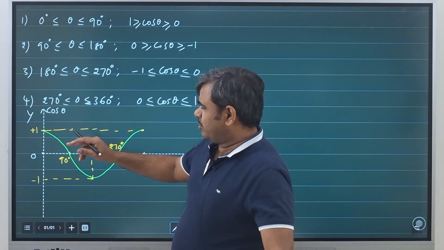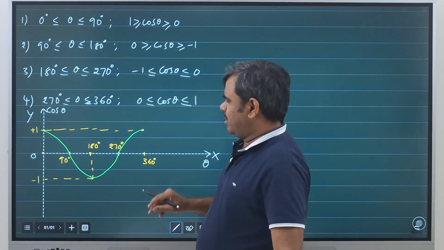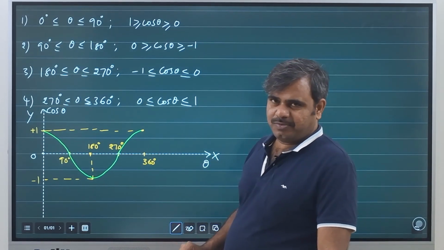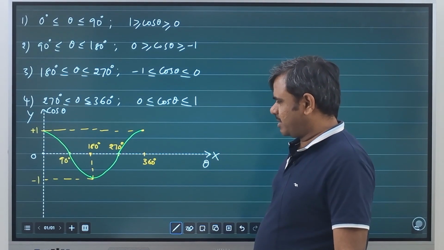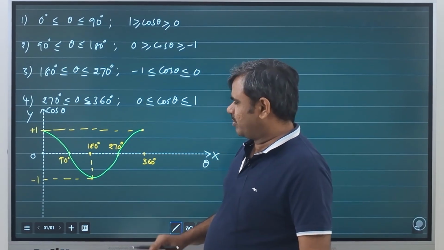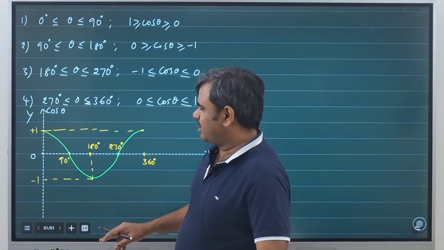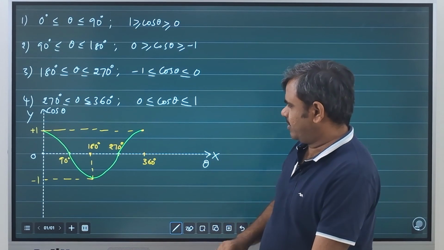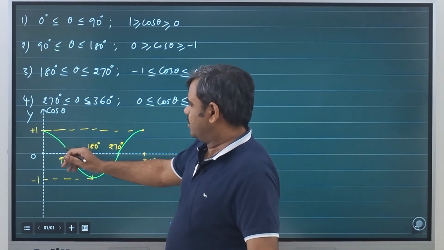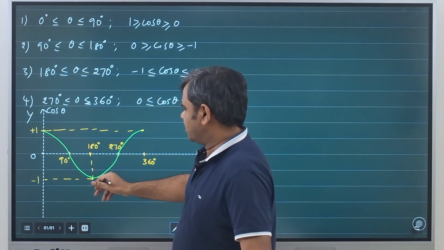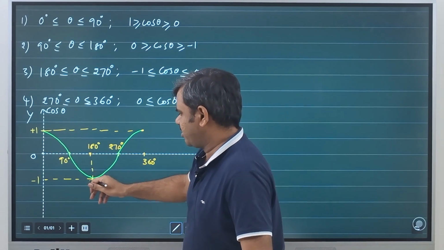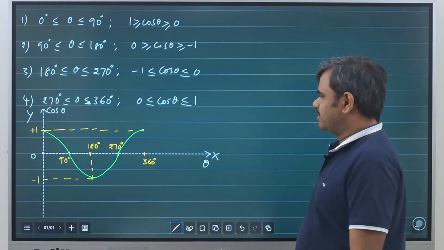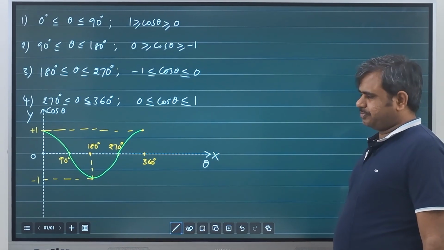So look at the graph. As I told you earlier when we were drawing the sin theta graph, the shape of the graph is a curve. The shape of the graph is not a straight line. Why is it a curve? Those things we will discuss when we draw graphs. Okay. So look at the behavior here. Cos theta decreases from 0 degrees to 180 degrees and cos theta increases from 180 degrees to 360 degrees.